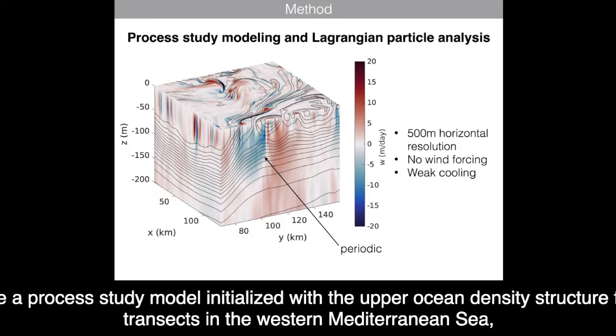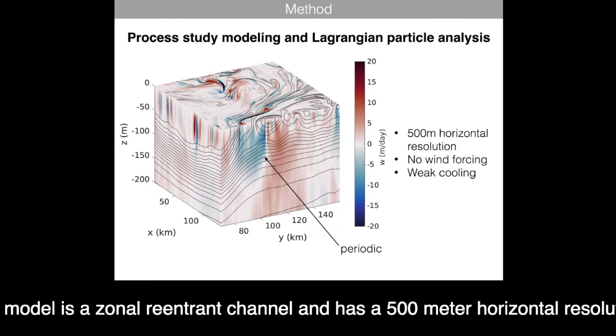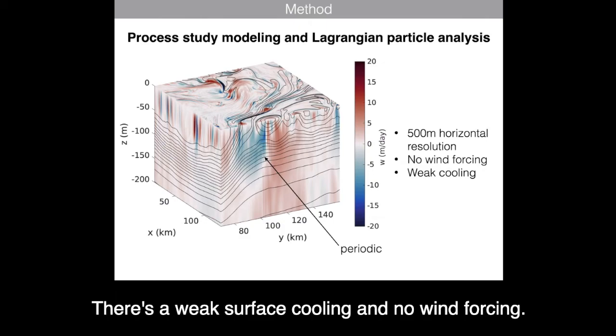To test this hypothesis, I will use a process study model initialized with the upper ocean density structure from transects in the western Mediterranean Sea. And we'll return to this location with observations at the end of the talk. The model is a zonally reentrant channel and has a 500-meter horizontal resolution. There's a weak surface cooling and no wind forcing.